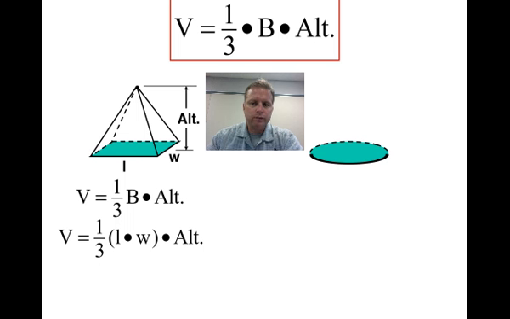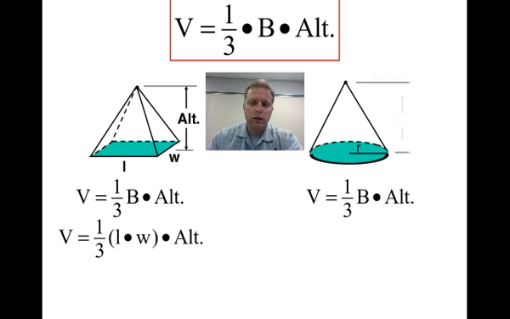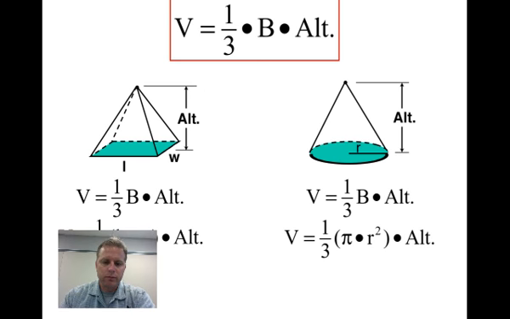And for a cone, we have a base of a circle, and our generic is volume is equal to 1/3 times the base times the altitude. Do you remember what the area is for a circle? Remember, it involves the radius, and so the volume is 1/3 pi times r squared. The pi times r squared, that's the area of the circle, multiplied by the altitude.